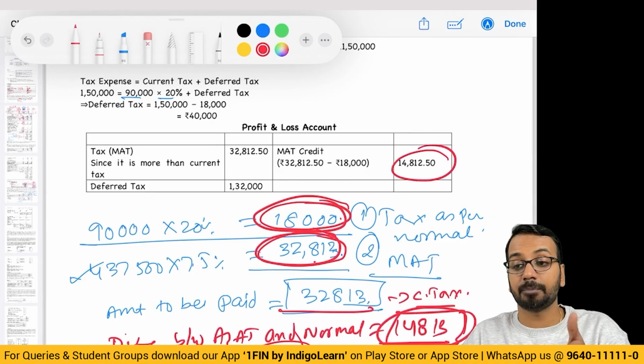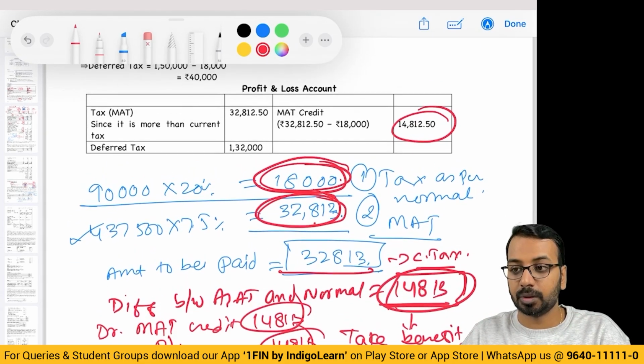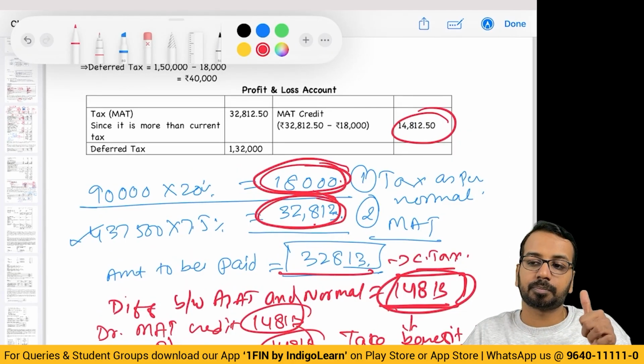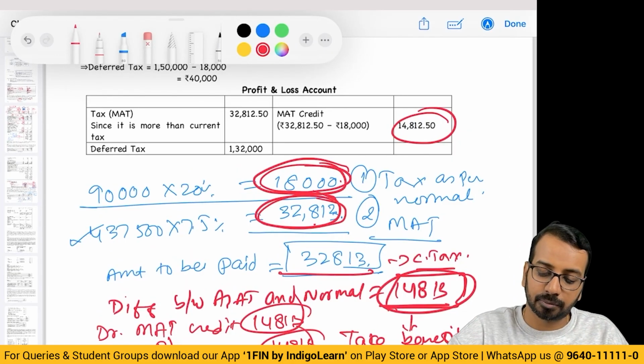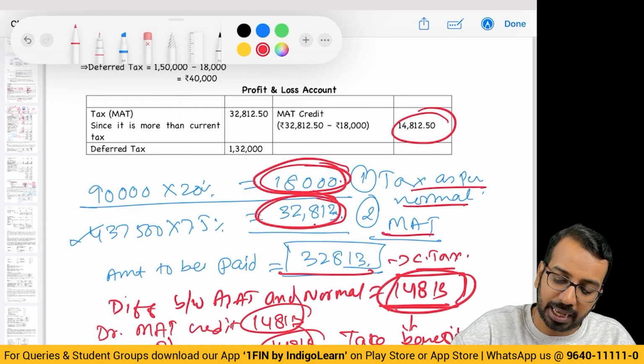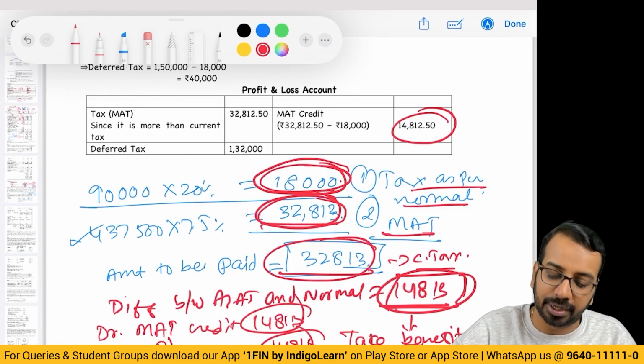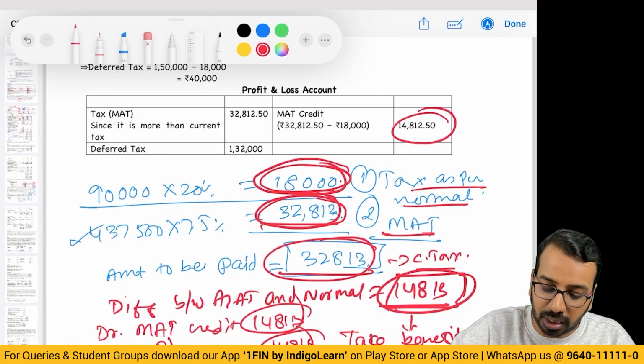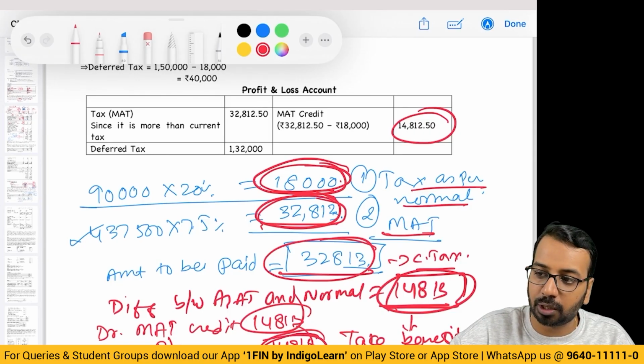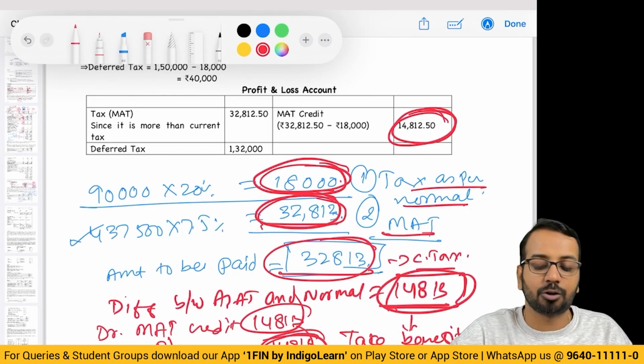Okay. So first we'll calculate the total tax as per normal provision and MAT, 18,000 and 32,813. Whichever is higher will be debited to P&L. Then the difference between these two, which is 14,813, that will be credited to the P&L.